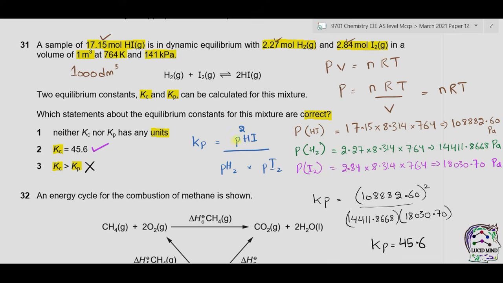Now about the units. The unit for partial pressure is Pascal. So hydrogen iodide will be Pascal squared divided by the pressure of hydrogen, which is pascals, times the pressure of iodine, which is also pascals. So there are no units left. So neither Kc nor Kp has any unit. This is correct. As statements 1 and 2 are correct, the answer is therefore B.